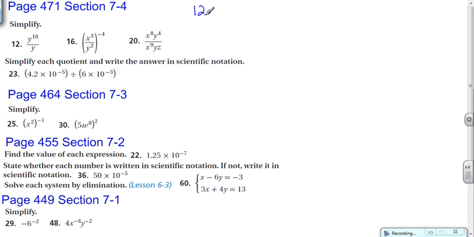Right, number 12. When you divide like bases, you keep the base and you subtract the exponents, so you had to put a 1 on that y and say 10 minus 1, and you get y to the 9th.